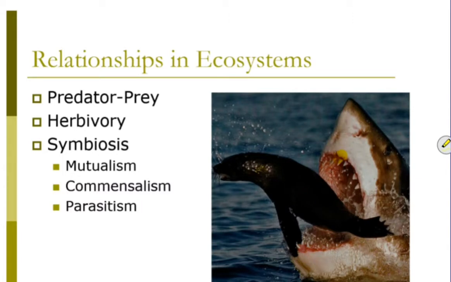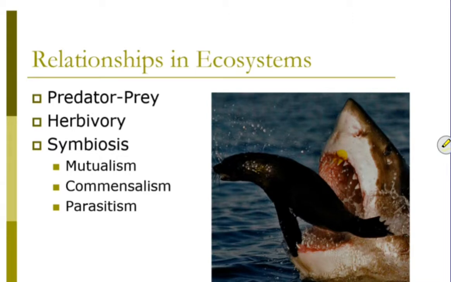Predator-prey, herbivory, and symbiosis. I really want you guys to know the difference between herbivory and predator-prey. Okay, and it might sound funny, but every year somebody says a squirrel is a predator to the oak tree. Okay, and that is not correct. A predator hunts other animals. And the reason it's important is because there are big differences between predator, prey, and herbivory.